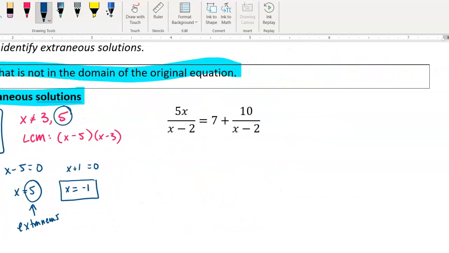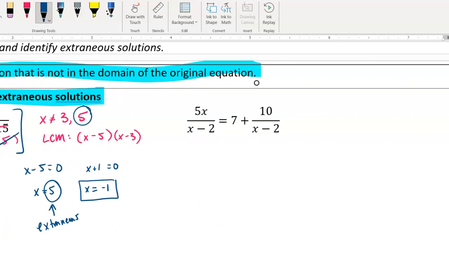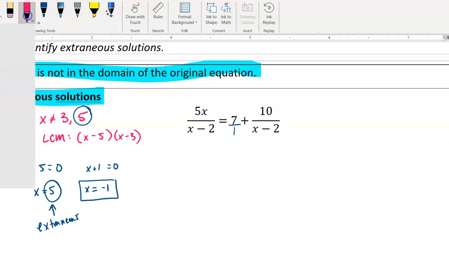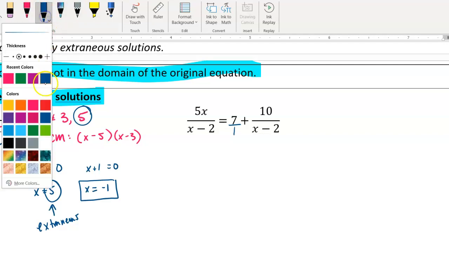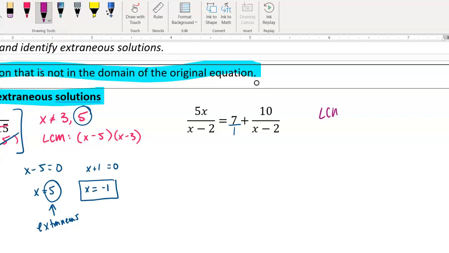Let's try another one together. Let's look at this one. 7 is the same as 7 over 1. So if you see just a plain old integer without a fraction, I would highly recommend putting it over 1, so that way it makes it easier to see what to do. This one, the denominators are already factored for us. There's nothing to do in the denominators to factor, so we're just going to jump into that next step, which is to find the LCM. So the LCM in this case would just be x minus 2.